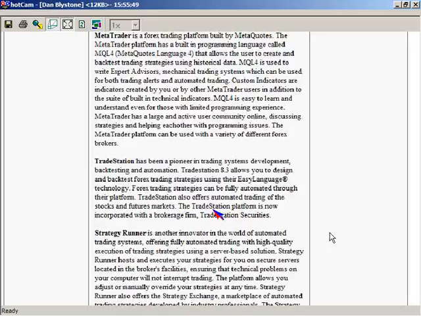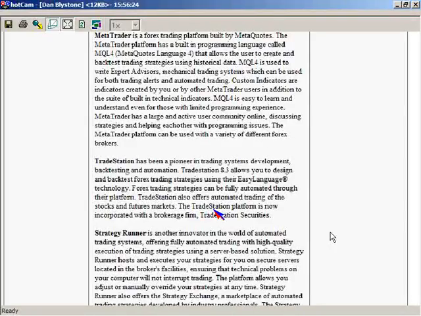TradeStation 8.3 introduced Forex trading into what they're doing with trading systems development. If you go to their website, it says 8.3, we're introducing Forex. So it was relatively recently that they started working with Forex. 8.3 allows you to design and backtest Forex trading strategies using the EasyLanguage technology. Forex trading strategies can be fully automated through their platform.